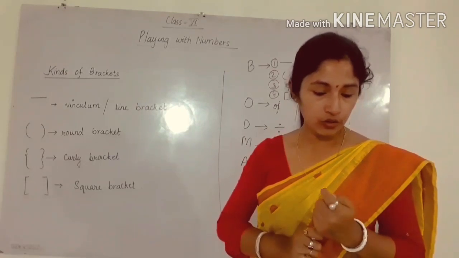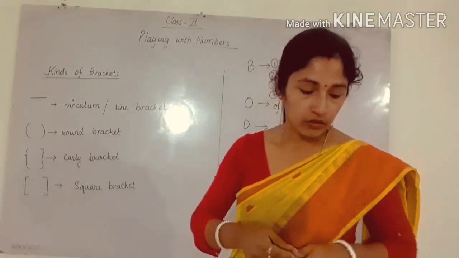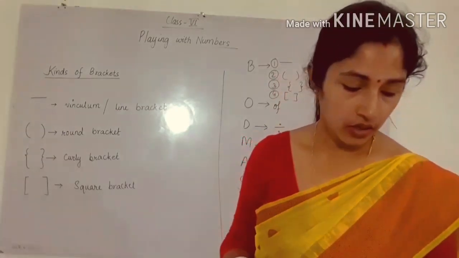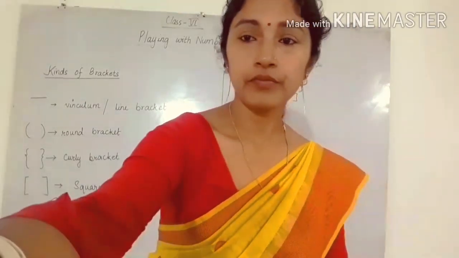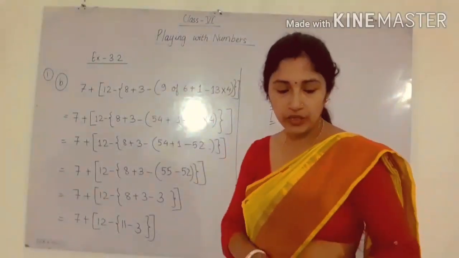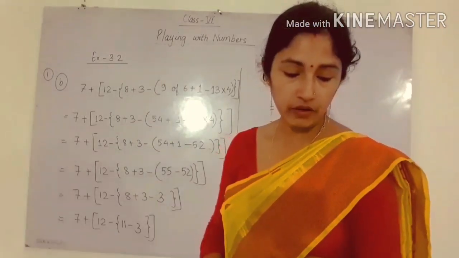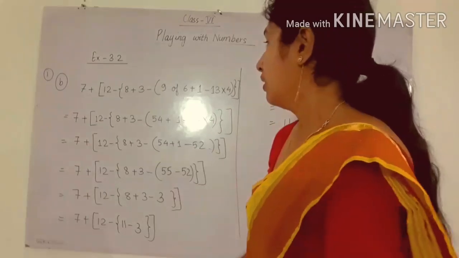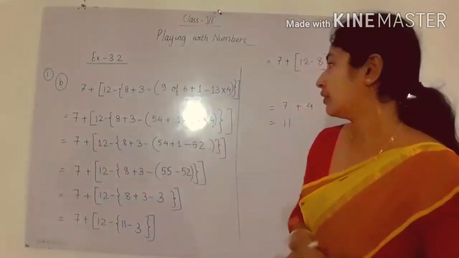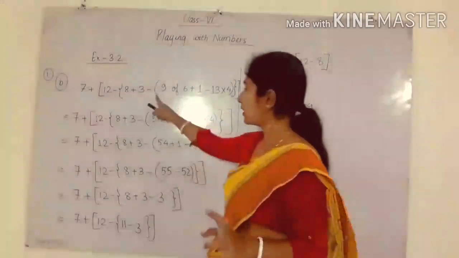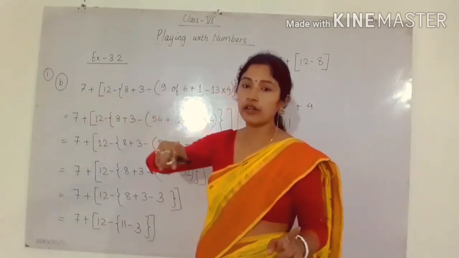So next I am going to discuss exercise 3.2. In this way you can also do questions. See exercise 3.2, question number 1. I have done question number B; I have not done question number A because there is no bracket present. See, this is the mathematical expression. Here there are 3 brackets: round bracket, curly bracket and square bracket. Thin column is not here.